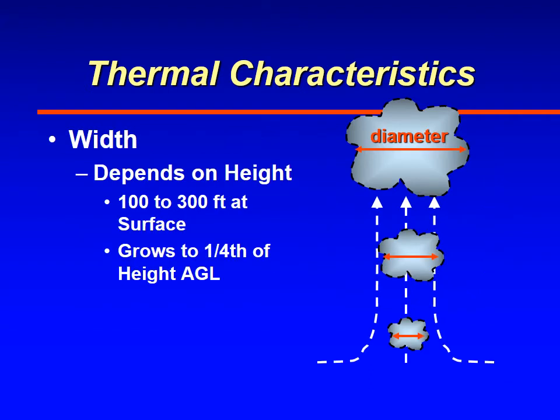Thermals tend to expand as they rise. Of course, air pressure is less at higher altitudes, so the parcel of air actually expands. And the width of the thermal is on average typically 1/4 the height of the thermal. So at the surface they'll be rather narrow, only about 100 to 300 feet across. But at 4,000 feet, if it's 1/4 the height, that means they'll be about 1,000 feet across. So the higher they go, the wider they get.